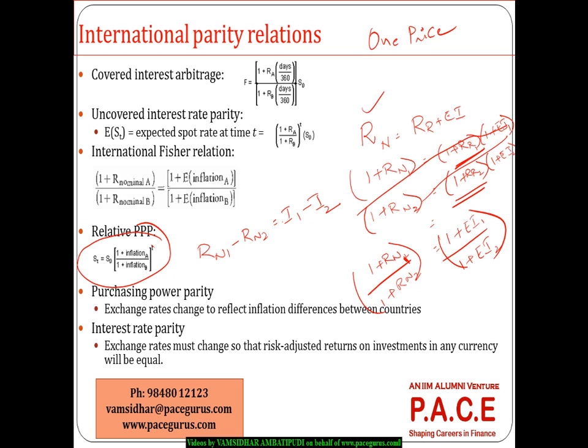We generally use the ex ante version of the purchasing power parity, which is nothing but the relative purchasing power parity using the expected inflation rather than the actual inflation. When I am using the actual inflation, we are getting the real purchasing power parity, and when I am using expected inflation, I can call it the ex ante purchasing power parity relationship.